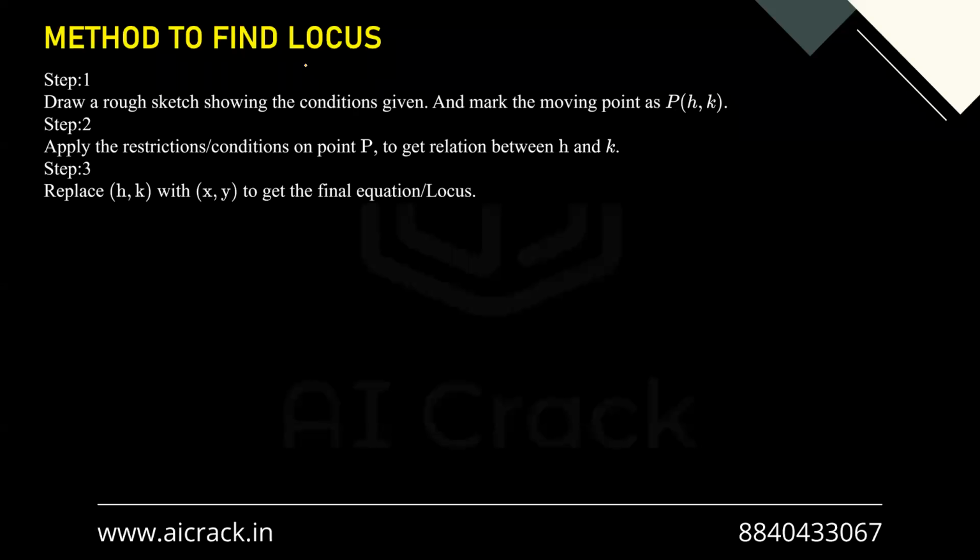So, methods to find the locus. Step one is to draw a rough sketch showing the conditions given and mark the moving point as P(h, k). h, k is just the convention. You can mark it as A or B, or anything else, but we tend to use the convention (h, k). Now you apply the restrictions and conditions on the point P to get the relation between h and k, and replace h, k with x, y to get the final equation of the locus. So these are the steps.